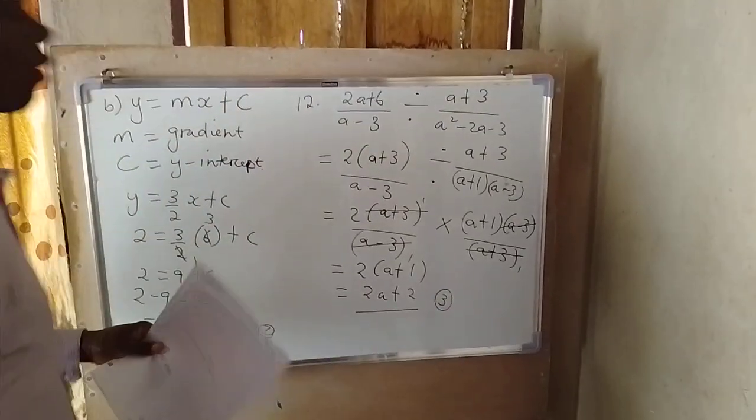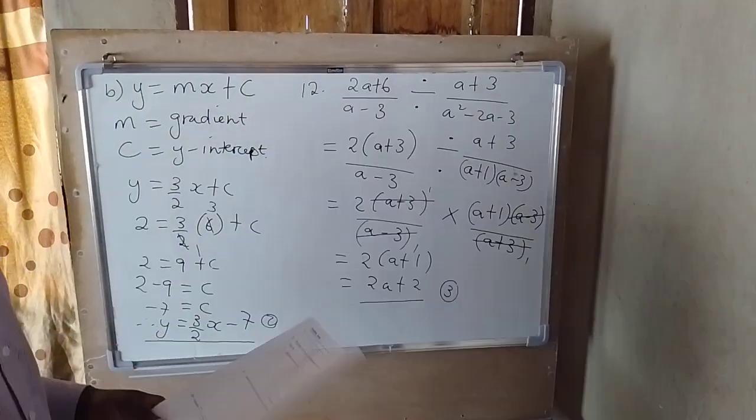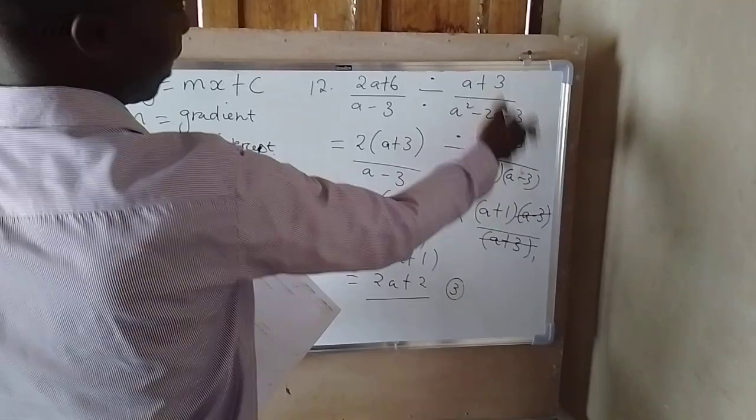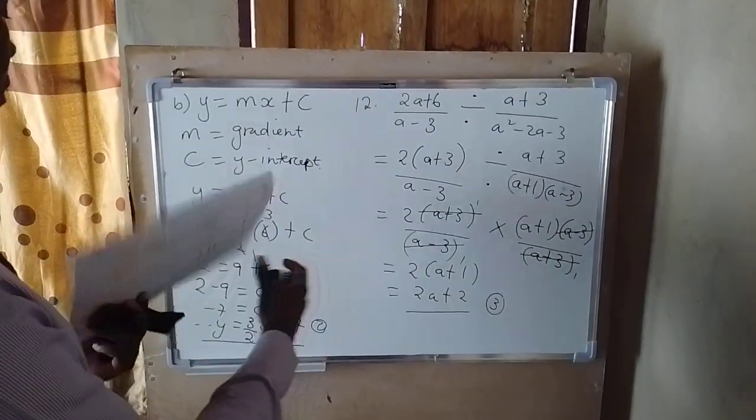That's very interesting. 2a plus 2. You need to be very careful, especially when factorizing these terms. Thank you very much. That's one for 3 marks.